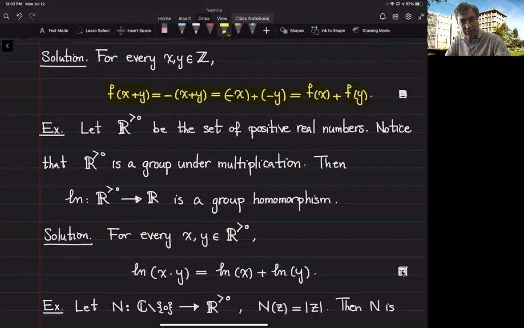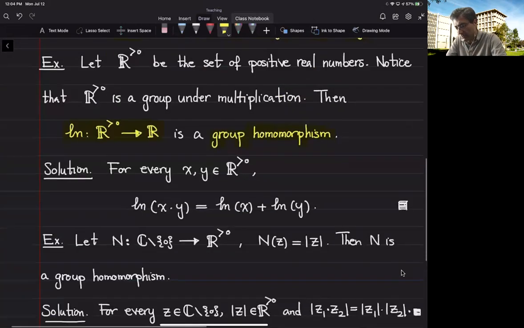Now think about the natural logarithm map from positive real numbers to the entire real numbers. The set of real numbers itself is a group under addition. And the claim is that this map is a group homomorphism. Again, notice that real numbers under multiplication is not a group because not every element has an inverse. 0 does not have a multiplicative inverse. So R is a group only under addition, and the claim is that this natural logarithm map from the set of positive real numbers to the set of real numbers is a group homomorphism. Let's see why this is the case.